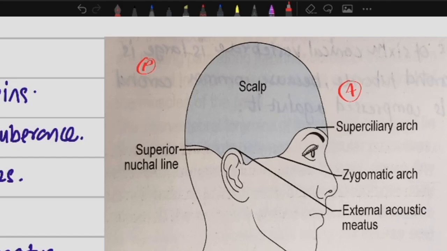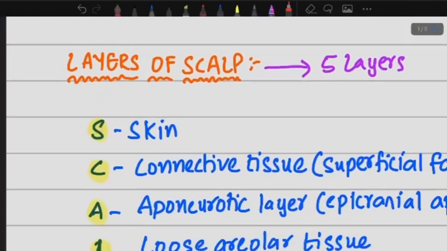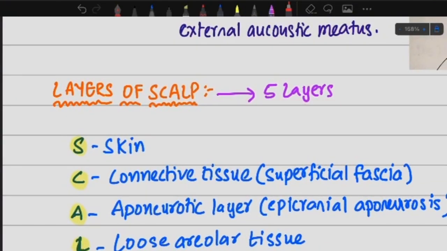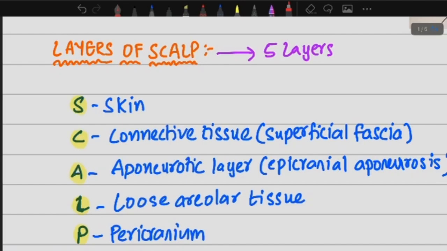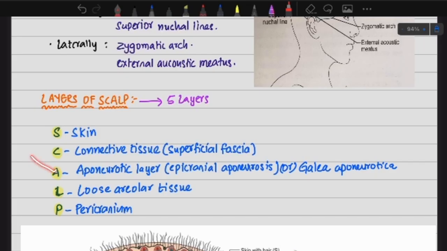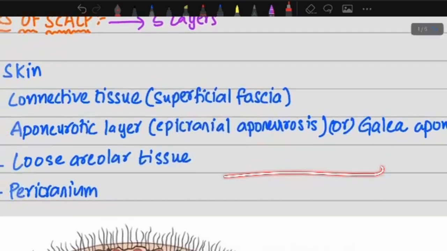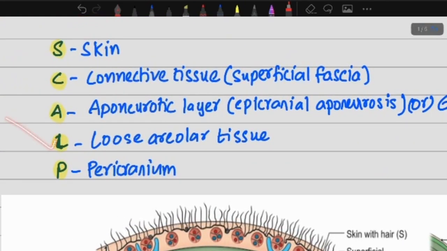Now let us talk about the very important subtopic, that is the layers of scalp. Totally there are 5 layers present in the scalp. It can be remembered through a mnemonic, scalp itself, SCALP. S for skin, C for connective tissue, also known as superficial fascia, and A for aponeurotic layer, or the epicranial aponeurosis or galea aponeurotica. L for the loose areolar tissue and P for pericranium.